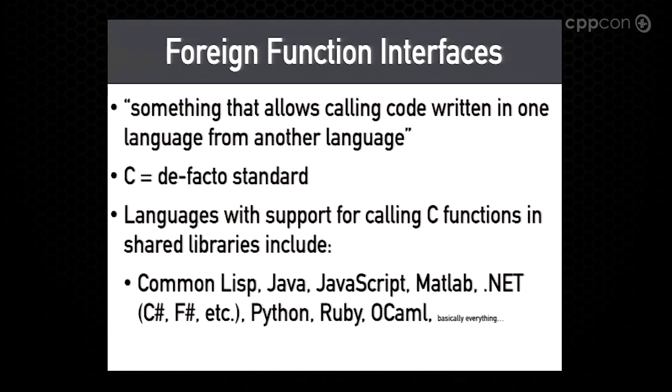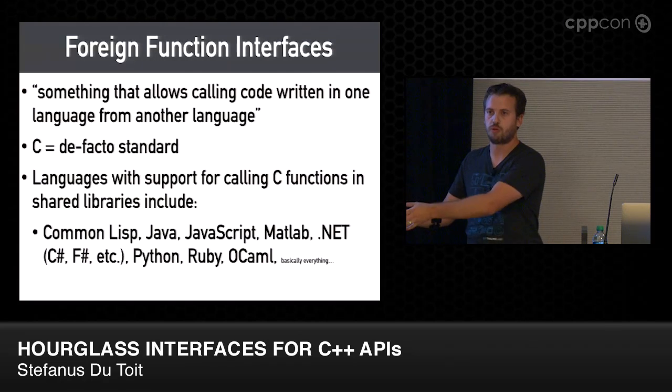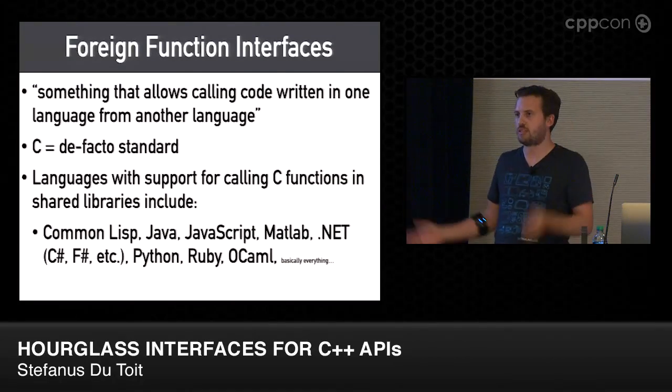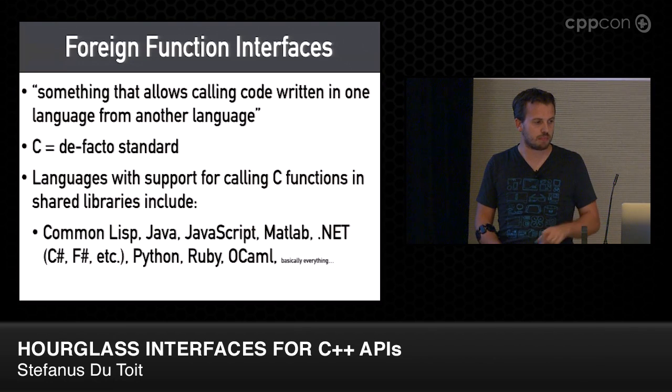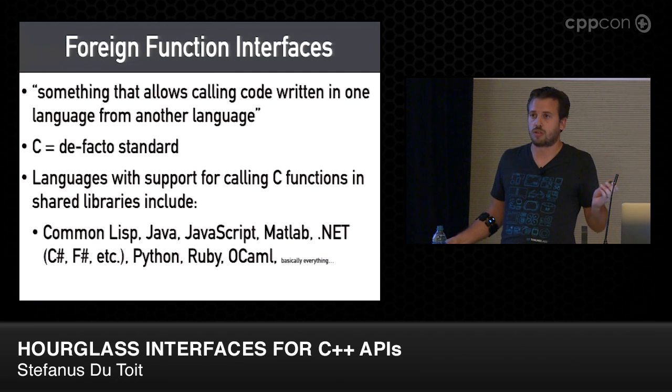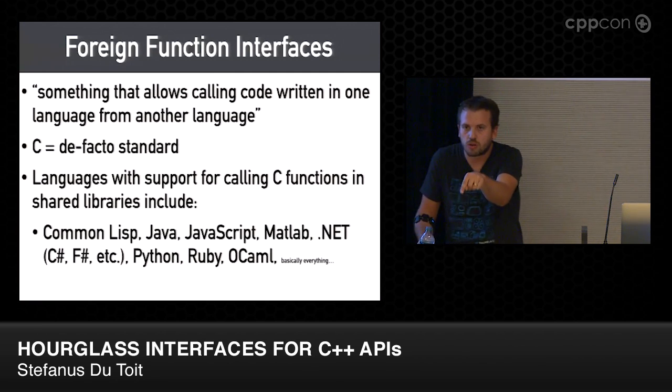Well, it turns out there's this thing called foreign function interfaces. Really, all that is something that lets you, given code written in one language, call it from another language. That's it. Very simple. But it has a fancy name, and people like to use the fancy name. C is essentially the de facto standard for foreign function interfaces in terms of the thing that you can call, right?